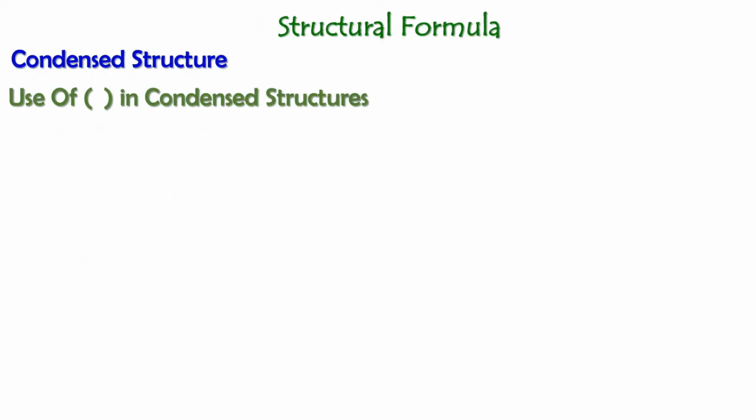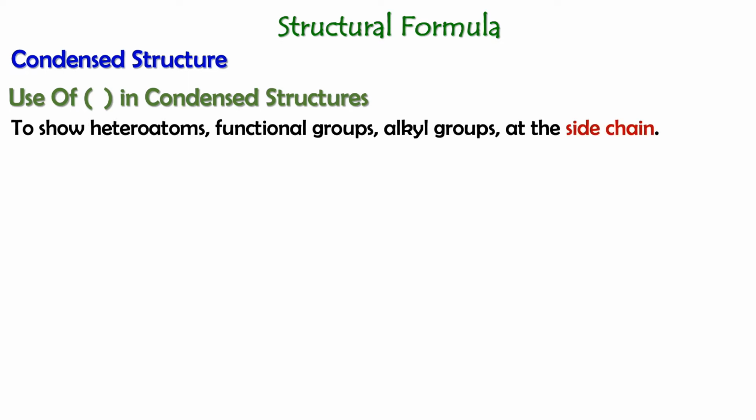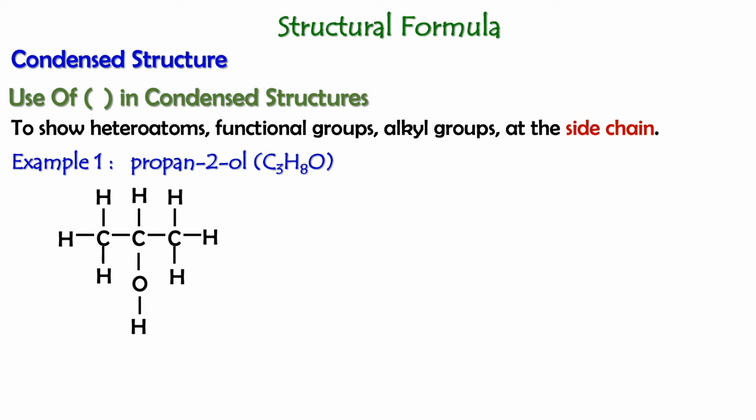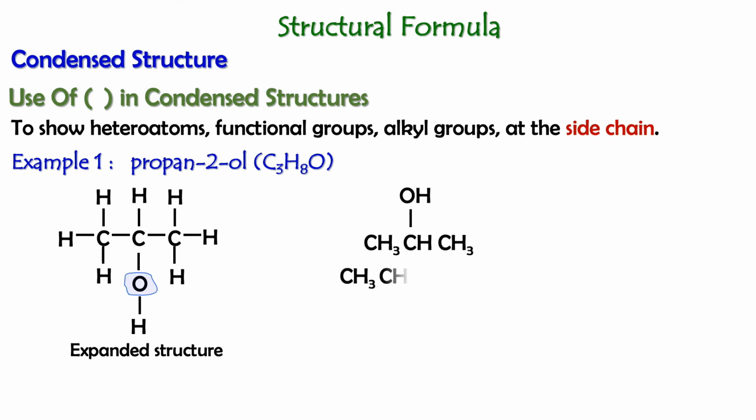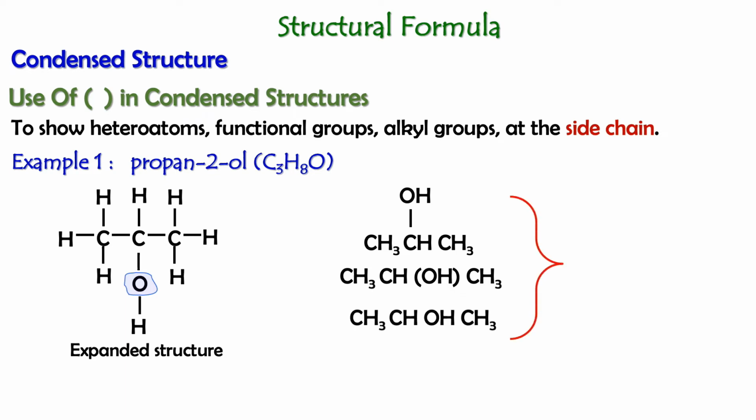In condensed structure, we need to use the bracket symbol in order to show heteroatoms or functional groups or alkyl groups at the side chain. For example, if we have propan-2-ol, this is the expanded structure of the molecule. So if we convert it into a condensed structure, we can write the molecule like this, or like this, with the bracket around the OH group, or like this. All of these represent the condensed structure of the molecule.